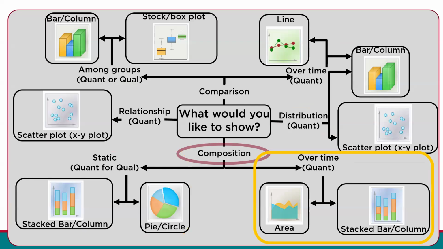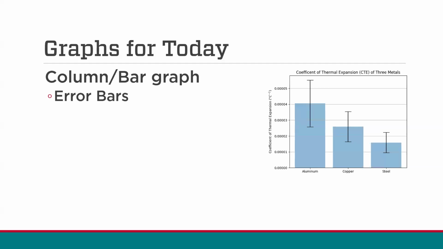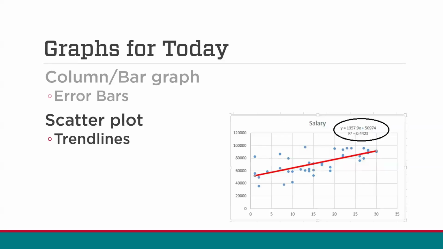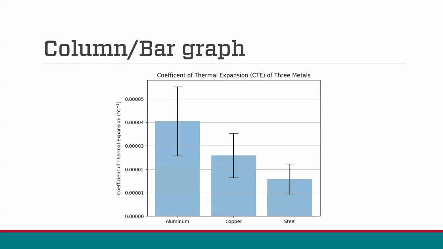But if you want to see a change of a composition over time, then an area graph or stacked bar graphs are best. For example, what is the composition of transportation for UNM students? What percentage use bikes, cars, buses, and other forms of transportation? Now you're ready to start making graphs. For our purposes, we will work on creating two different types of graphs. We'll cover how to create bar graphs with error bars and scatter plots with trend lines, but I encourage you to play with the other options on your own.